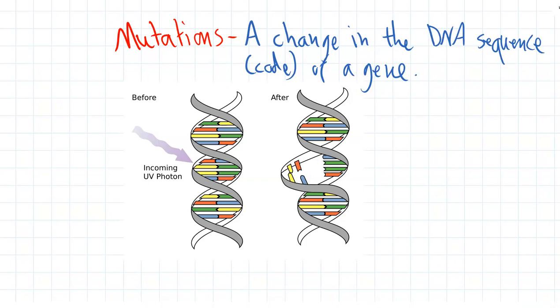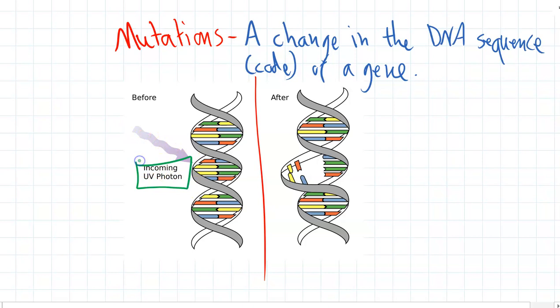So here's an example. We've got our DNA at the start, and then we've got some incoming UV light, and the UV light causes the DNA molecule to actually break, and a couple of the bases join together here, and that will actually change the sequence of the genetic code. UV light is a really common way of causing mutations, and that's why staying out in the sun in Australia is so dangerous, because UV light gets into your skin and causes damage to your DNA, and that's what can cause skin cancers and just general damage to your skin.